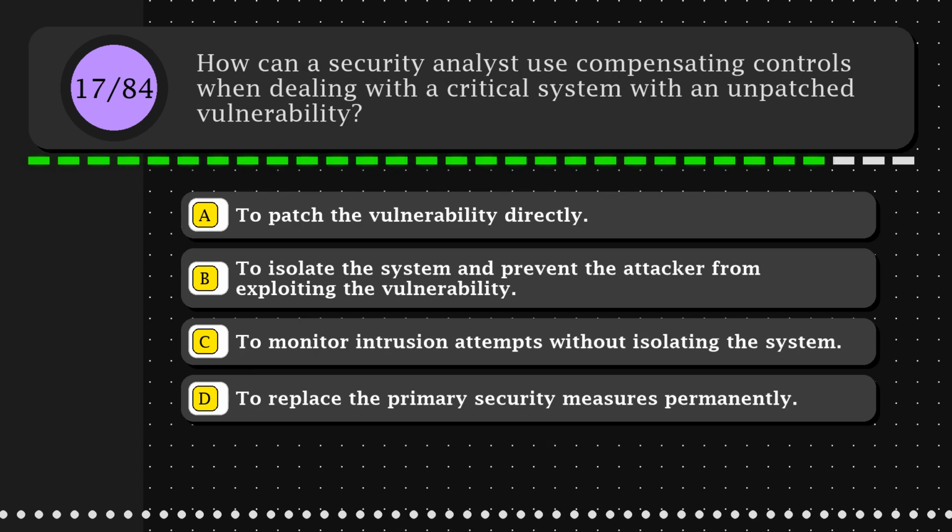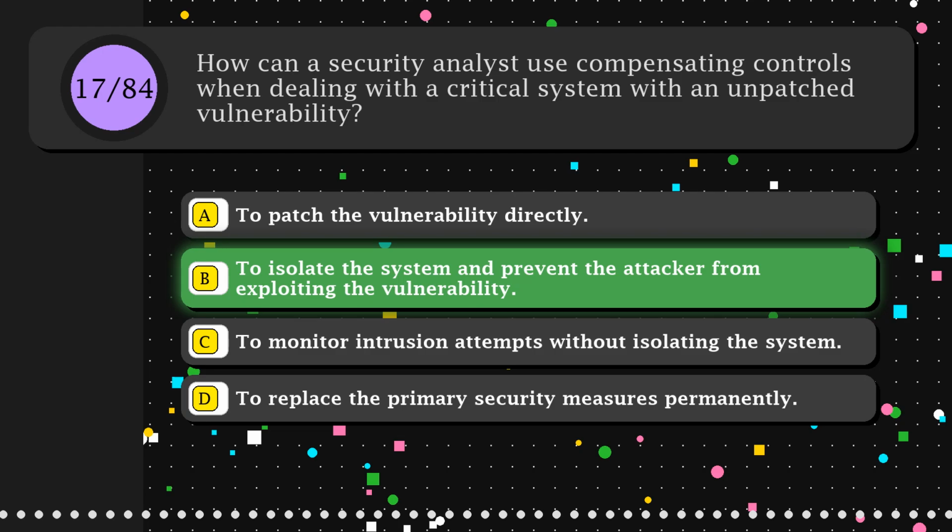Question 17. How can a security analyst use compensating controls when dealing with a critical system with an unpatched vulnerability? Option A, to patch the vulnerability directly. Option B, to isolate the system and prevent the attacker from exploiting the vulnerability. Option C, to monitor intrusion attempts without isolating the system. Option D, to replace the primary security measures permanently.